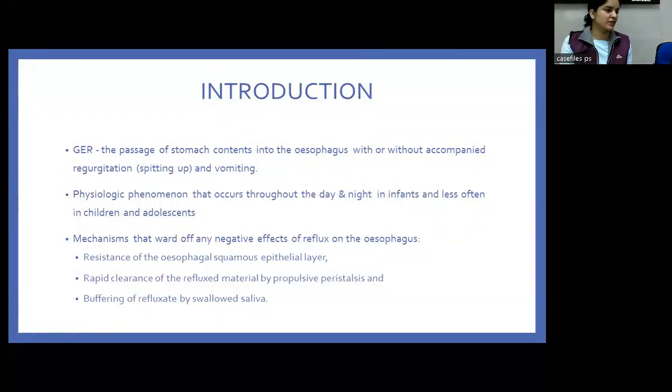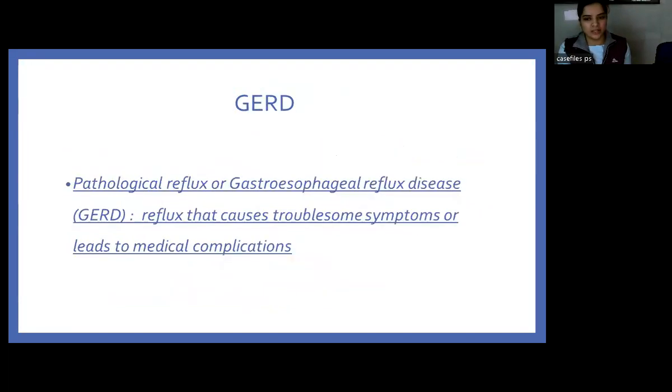Gastroesophageal reflux is the passage of stomach content into the esophagus with or without the accompanied regurgitation or vomiting. It's a physiological phenomenon that occurs throughout the day and night in infants. However, its frequency decreases in children and adolescents. There are certain mechanisms in the body which prevent the negative effect of the reflux on the esophagus, which include the esophageal squamous epithelial layer. Second is the propulsive peristalsis in the esophagus, which causes rapid clearance of this refluxate. And third is the buffering action of the swallowed saliva. Thus, all these mechanisms prevent the negative effect of the reflux into the esophagus.